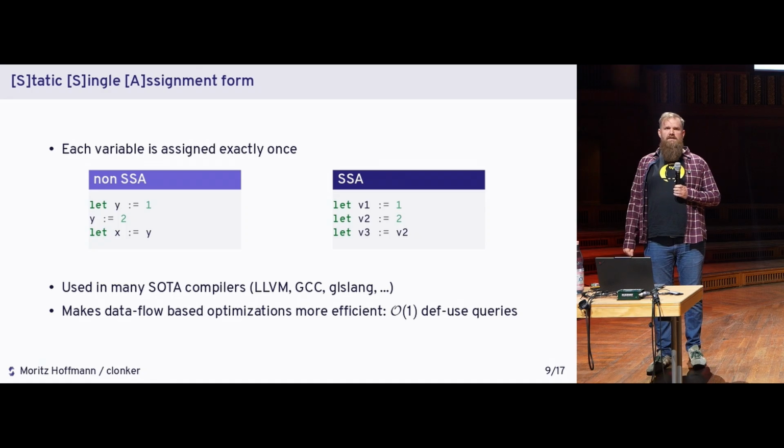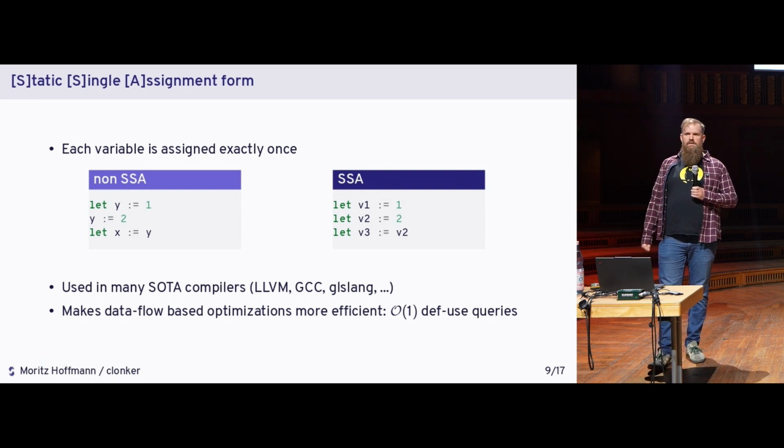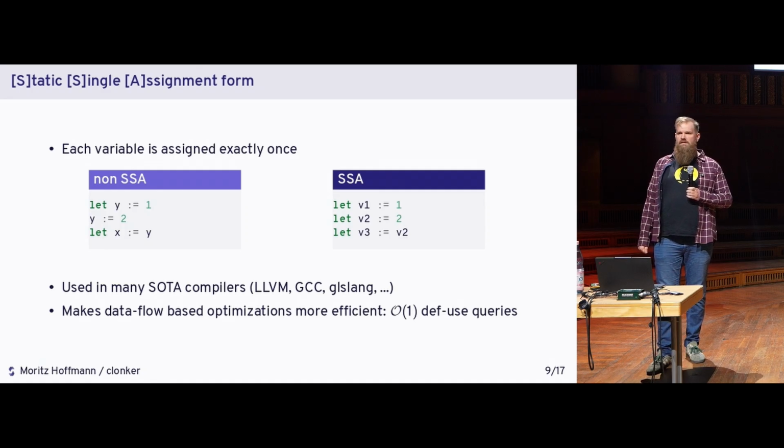And in particular, it enables us to speed up the optimizer by having more efficient access to def-use queries and use-def queries and all that kind of stuff. So here are the algorithmic gains.